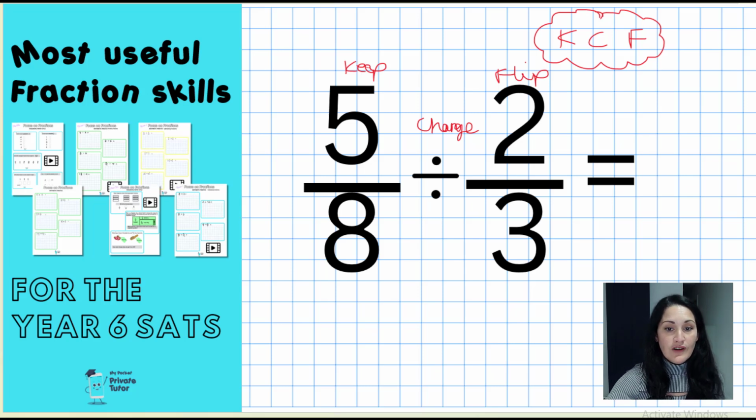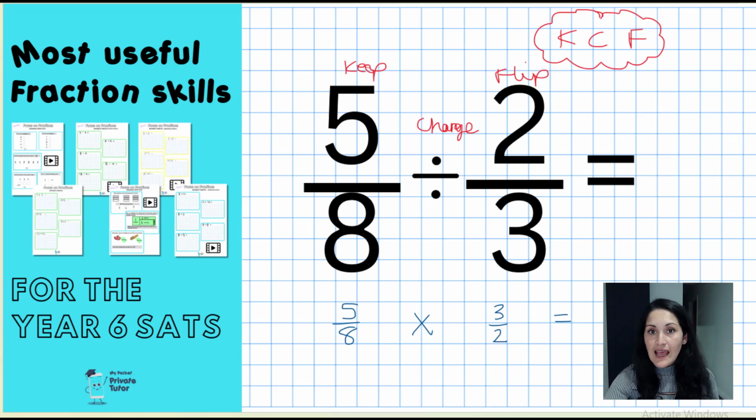You keep the first fraction, that stays as 5/8. You change the division to a multiplication and you flip the second fraction, so you just turn it upside down to 3/2. You then treat this as you did the multiplication question in the previous slide. Times the top, 5 times 3 is 15, times the bottom, 8 times 2 is 16, and that is it for a division question. Keep the first bit, change it to a multiply, flip it over, multiply top and bottom. This doesn't need simplifying. 15 and 16 do not have any common factors.